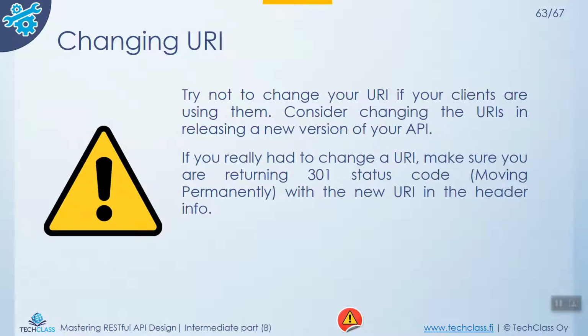And you should always consider this point: do not change your URI once you offer it to your consumers. It's going to break the application that they created to communicate and work with your API. And if you really have to change a URI, make sure to return a 301 status code. It means moved permanently, if you remember those status code names. And then try to also offer the new URI in the header for the developer to see, okay, now I should go in that direction.